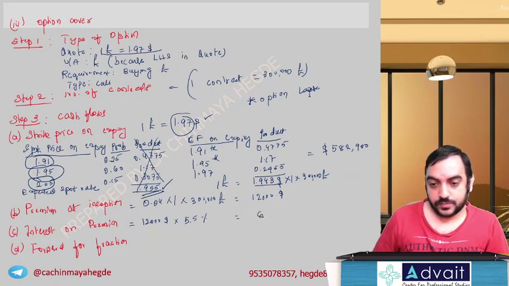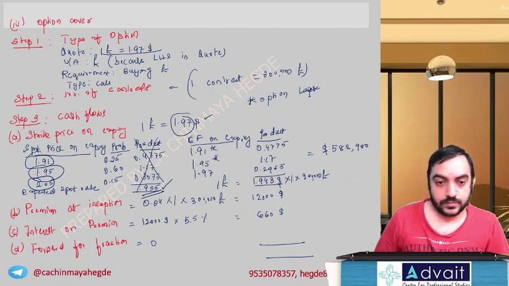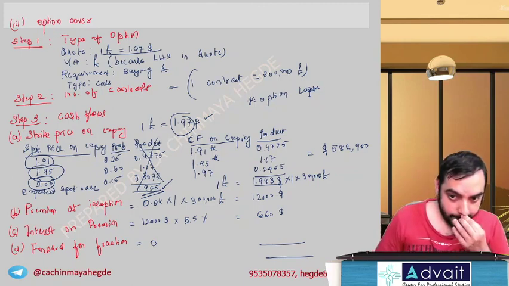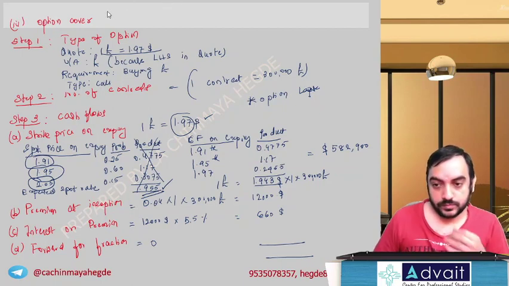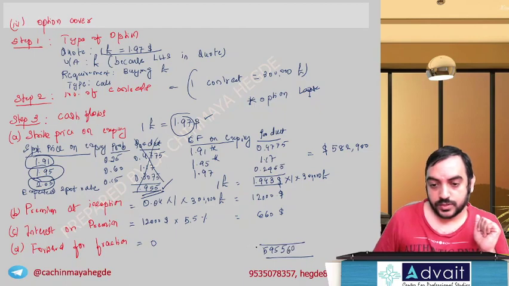$660. There is no fraction, nothing, zero. The total, $5,95,560.